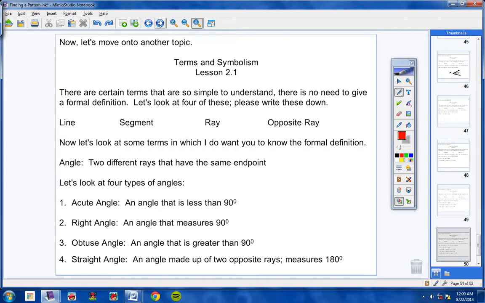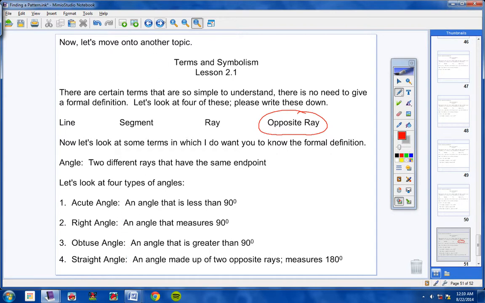And then the fourth type would be a straight angle, and that's an angle made up of two opposite rays, and they measure 180 degrees. And we've talked about that already up here, okay? And we call that a straight angle, okay? It's an angle made up of two opposite rays, and this measurement will be 180 degrees, okay? So that's pretty much standard. You probably learned this in elementary or middle school, but just a quick review, okay?